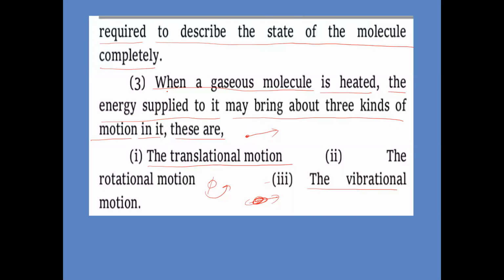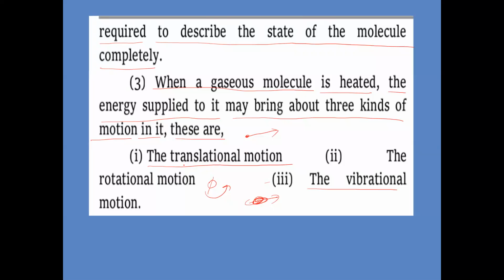When a gaseous molecule is heated, that is, when gas is heated, the gas molecule absorbs the heat energy. The energy supplied to it may bring about three kinds of motion in the molecule. Different gas molecules possess different types of degrees of freedom.